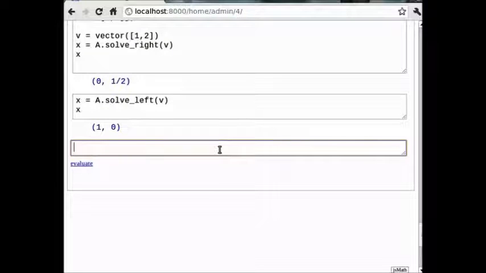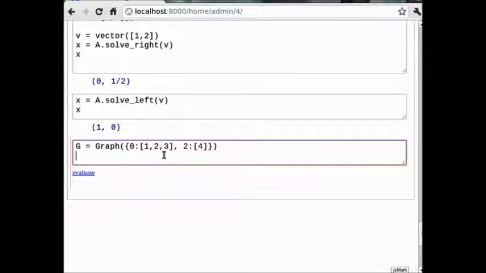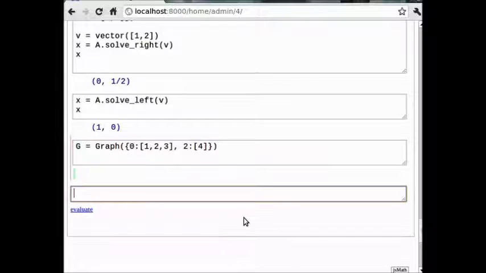So you can type G is equal to graph, within brackets and in curly braces, 0 colon within square brackets 1, 2, 3 comma 2 colon again in square brackets 4, and hit shift enter. To view the visualization of the graph, we say G dot show, closing brackets.